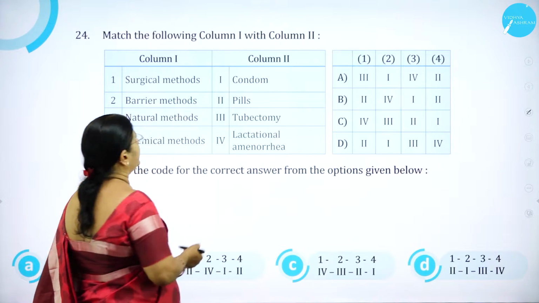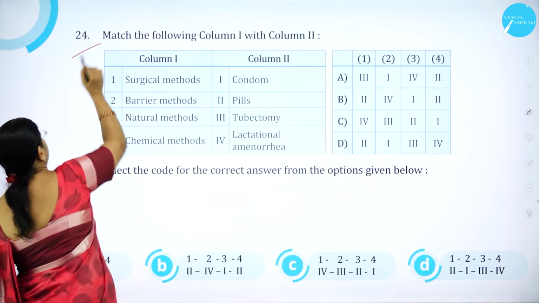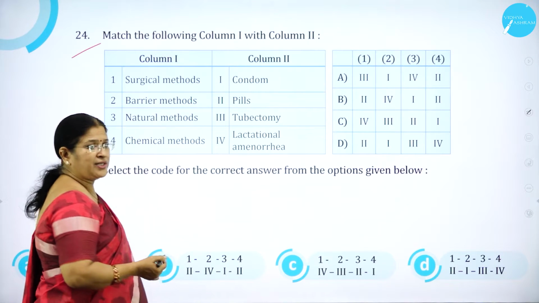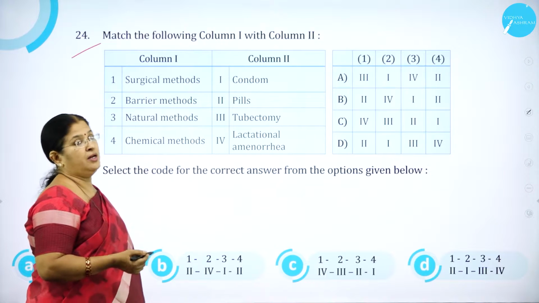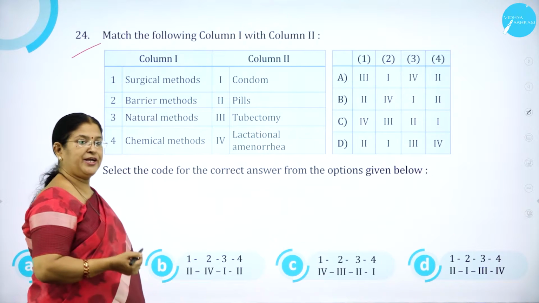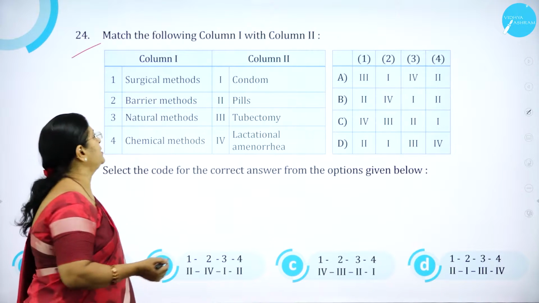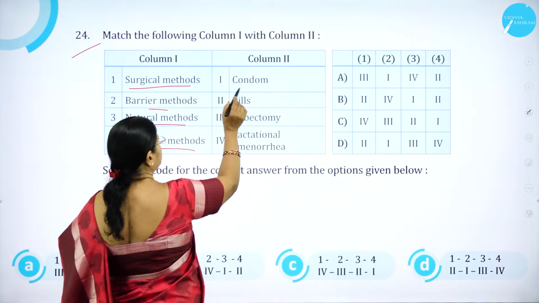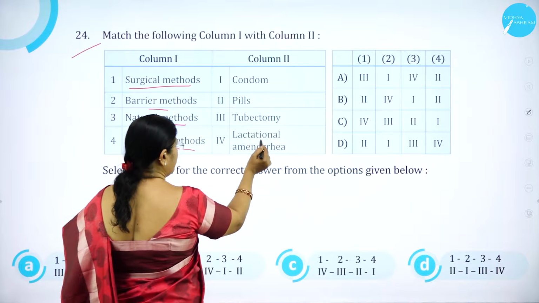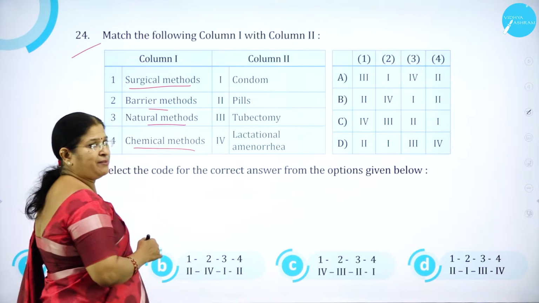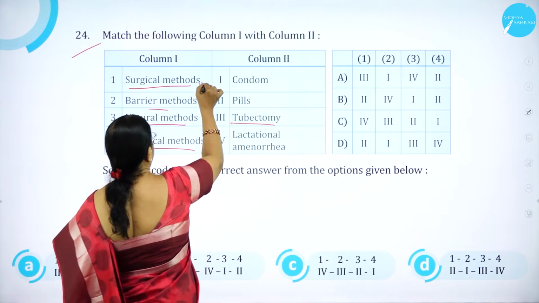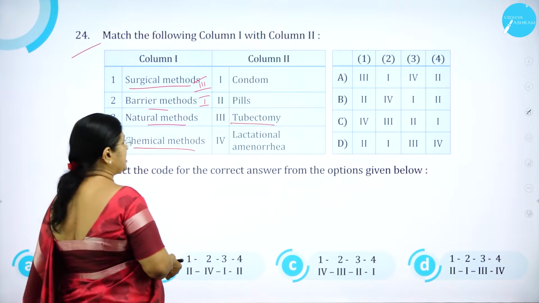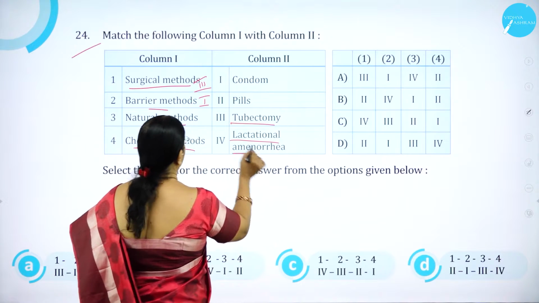Next, match the following column 1 with column 2. 24th question. Surgical method is a permanent method of contraception, like tubectomy and vasectomy. So surgical method, barrier method, natural method, chemical method. Column 2: condom, pills, tubectomy, lactational amenorrhea. So surgical method is tubectomy, option 3. Then barrier method is condom. Natural method is 4, that is lactational amenorrhea.